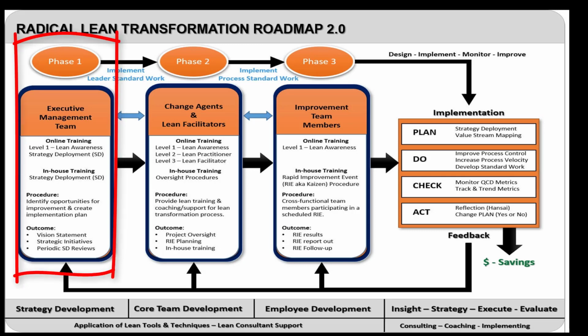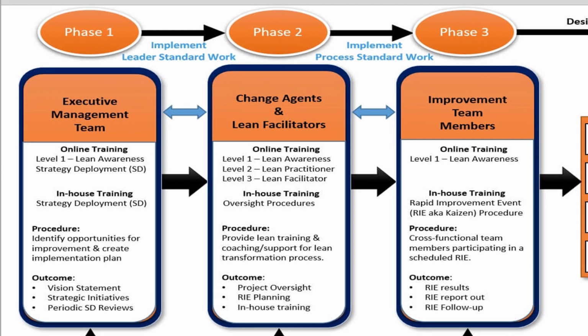Phase 1 is where you would take the executive management team through some kind of training. What I prefer to do is get them to understand they don't need to be experts. They just need to have a general awareness of lean concepts and principles so that they can actually use the right terminology when they're having a conversation. So the two things that I think that executive management team needs for their training and their level of capability for lean understanding and awareness is the level 1 lean awareness training that I personally developed, and then strategy deployment.